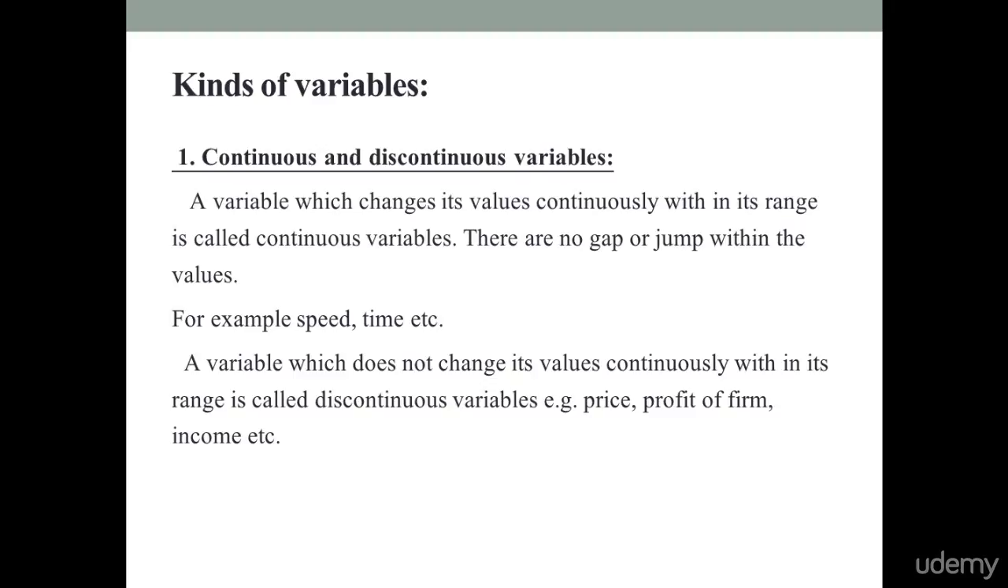First is continuous and discontinuous variables. A variable which changes its values continuously within its range is called a continuous variable. There are no gaps or jumps within the values. For example, speed, time, etc. A variable which does not change its values continuously within its range is called a discontinuous variable. For example, price, profit of a firm, income, etc.